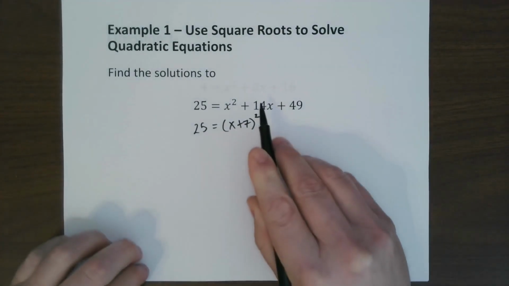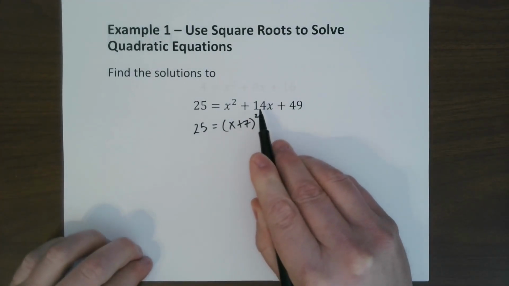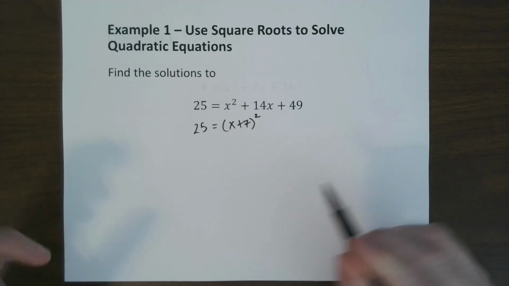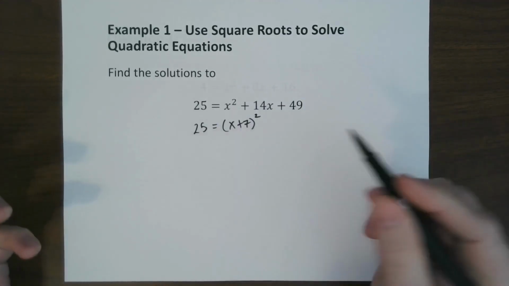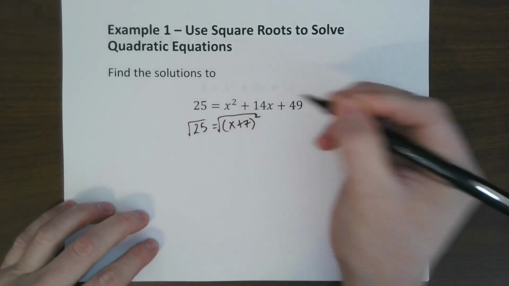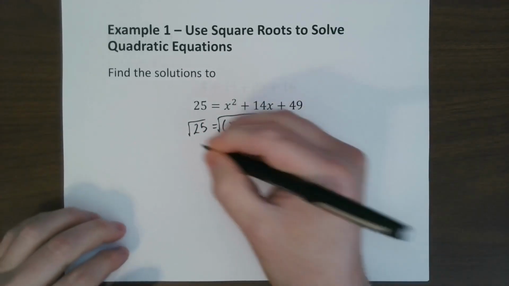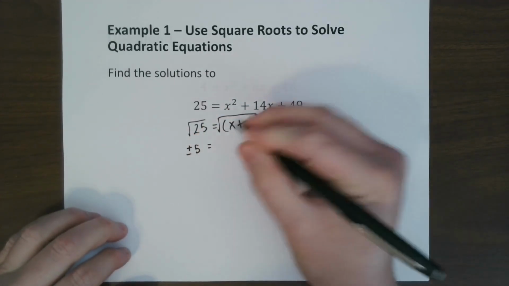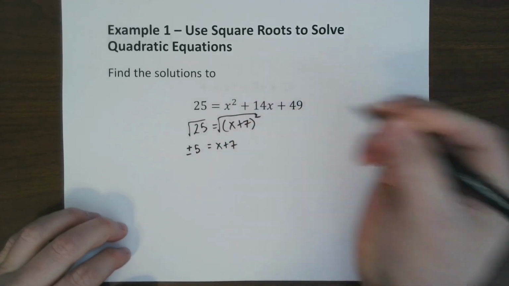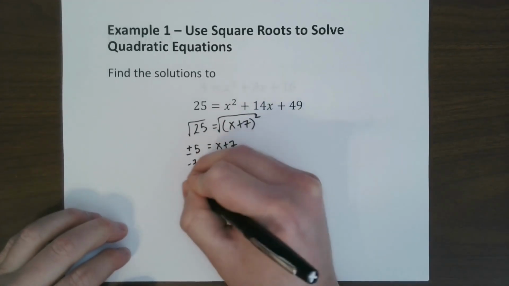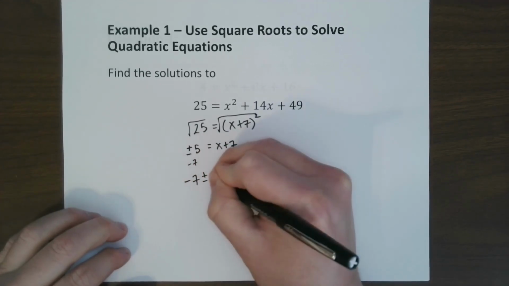In other words, if you notice, 7 is half of 14, and 7 squared is 49. And so when we get to here, 25 we can square root, so we square root both sides. Since we square root a square, it is going to be plus or minus 5. We get x plus 7. And now we subtract 7 over to the other side. So we get negative 7 plus or minus 5.